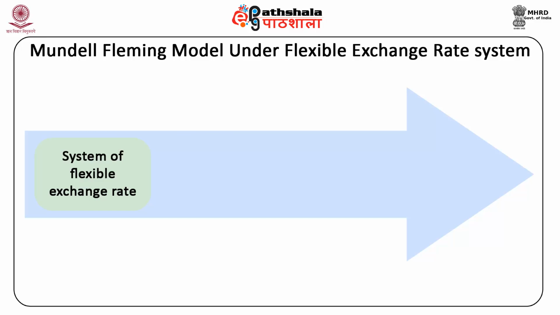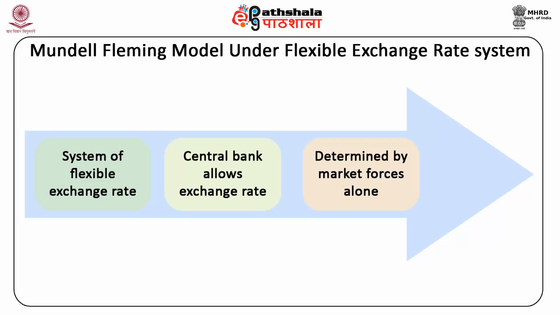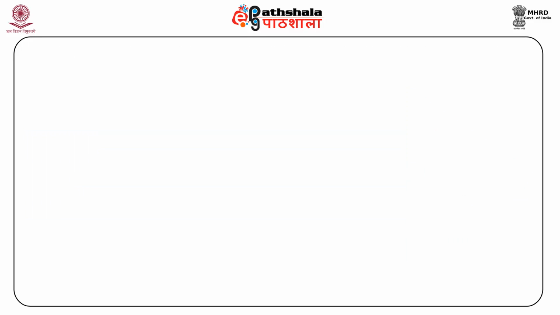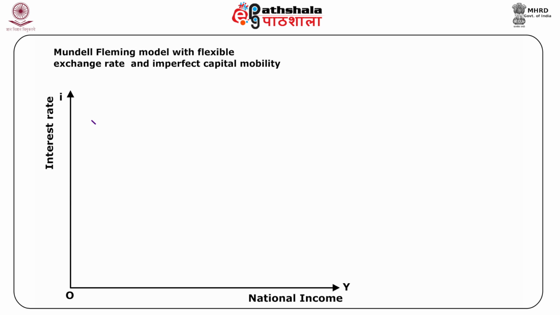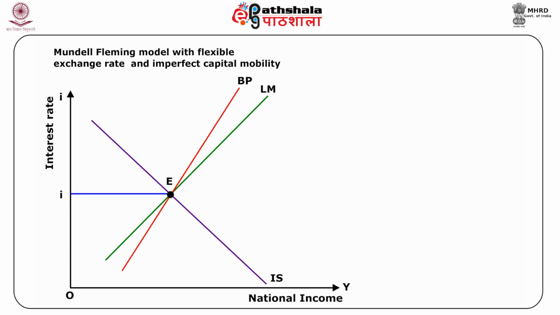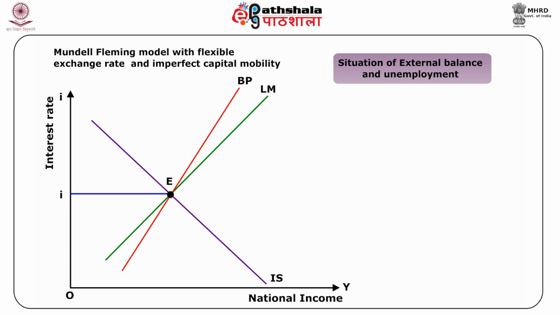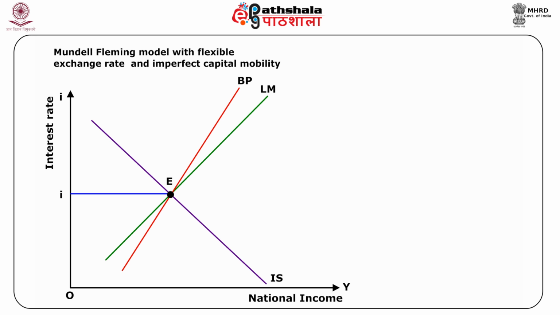In a system of flexible exchange rate, the central bank allows the exchange rate to be determined by the market forces alone. Let us analyze the case of the Mundell Fleming model with flexible exchange rate and imperfect capital mobility. The three markets in the figure are in equilibrium at point E with the situation of external balance and unemployment. Let's take the effects of monetary policy with the initial equilibrium at point E, where I is the interest rate and Y is the income level.